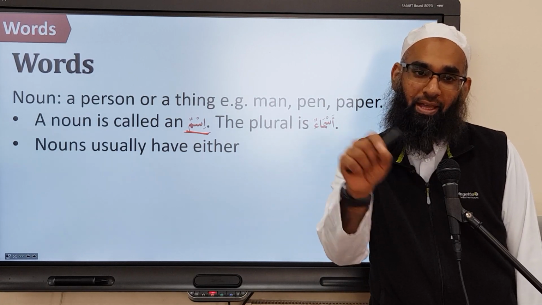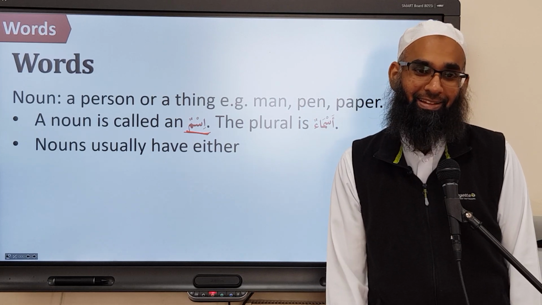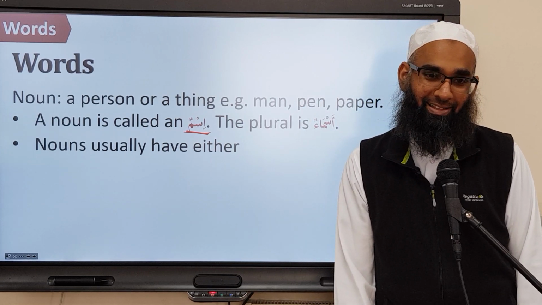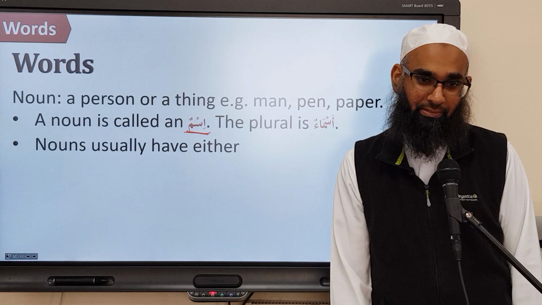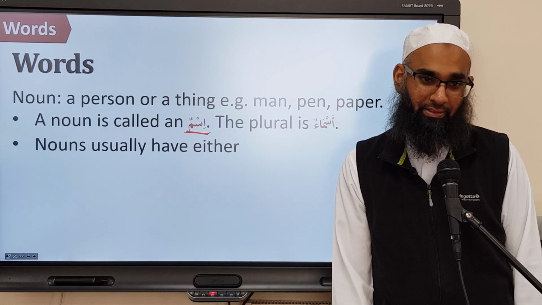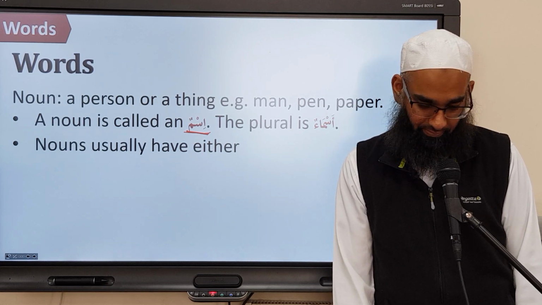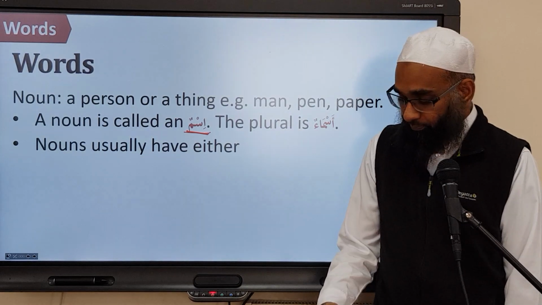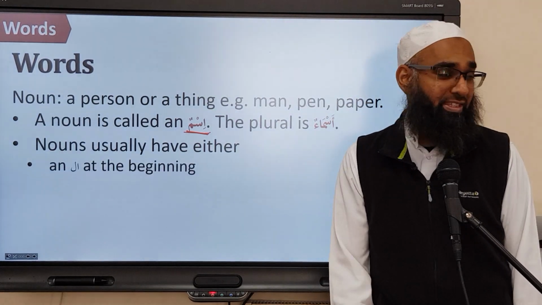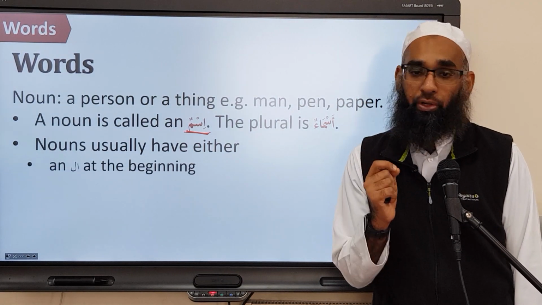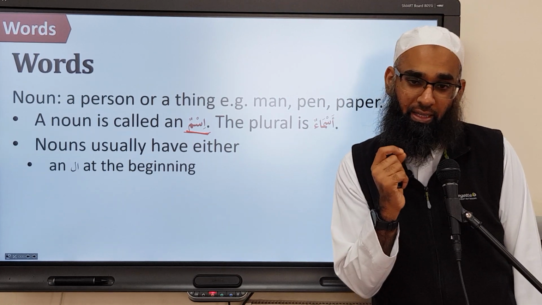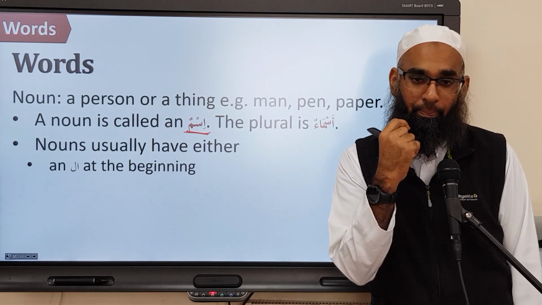You say any, many, miny, more. If it's a name, if it's got a tanween, or at the beginning it's got an alif lam. Very good. So, what happens? If there's an alif lam at the beginning of a word, what is at the beginning of the word? An alif or a lam.